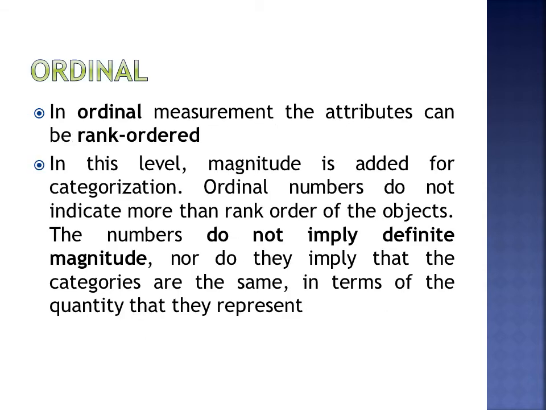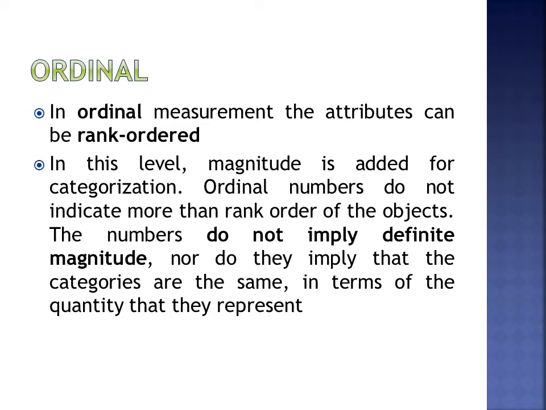Next, we have the ordinal. In ordinal measurement, the attributes can be rank ordered. Alright, so if we have nominal, we have names. Now we have ordinal, we have rank ordered. In this level, magnitude is added for categorization. Ordinal numbers do not indicate more than rank orders of the objects. The numbers do not imply definite magnitude, nor do they imply that the categories are the same in terms of the quantity that they represent.